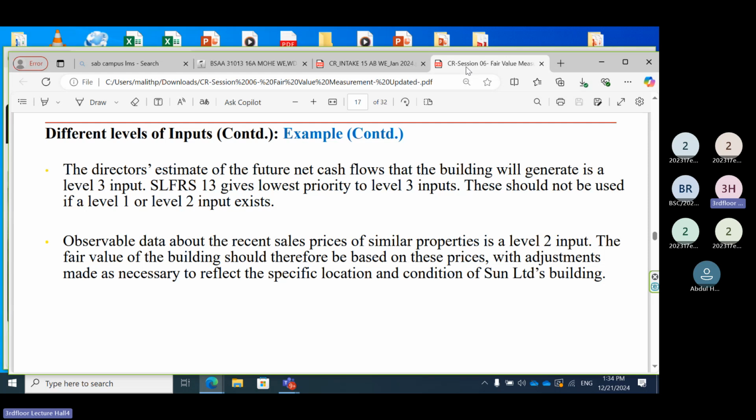Here we have a strict guideline. If you have observable data, please use that. Don't deviate from that. So that's the requirement. As an auditor, you need to audit this, right? It's a kind of a clear judgment.